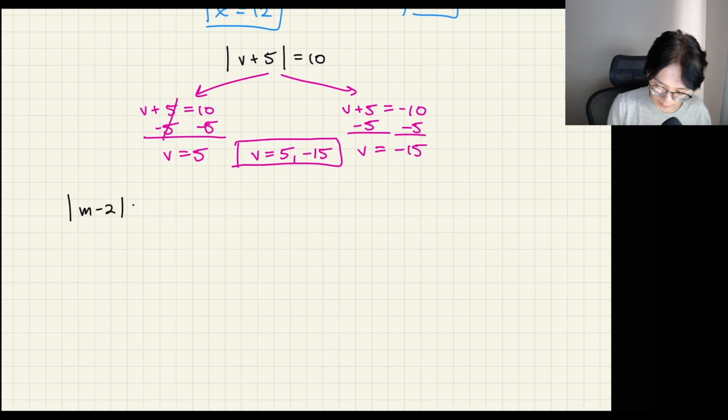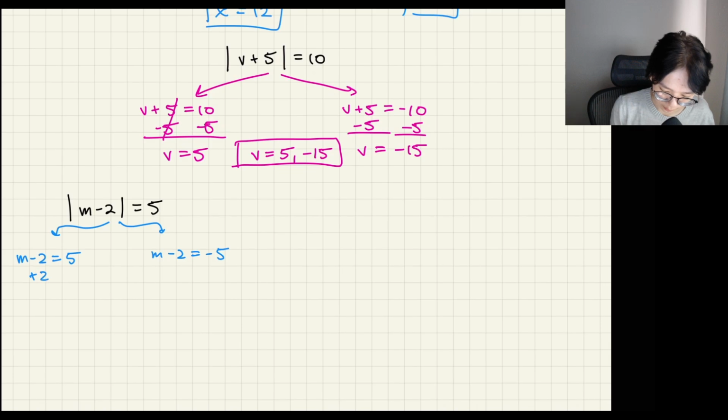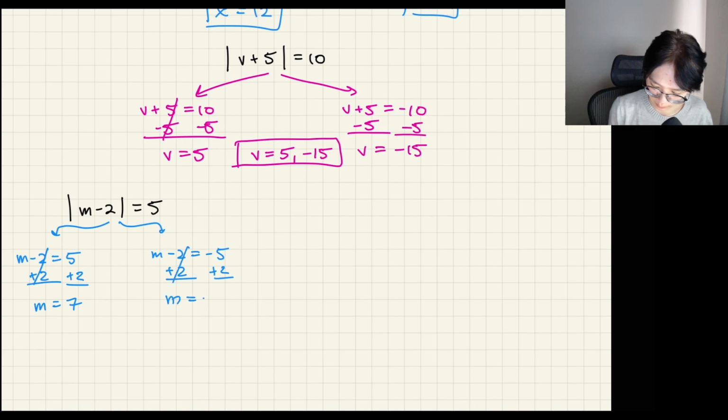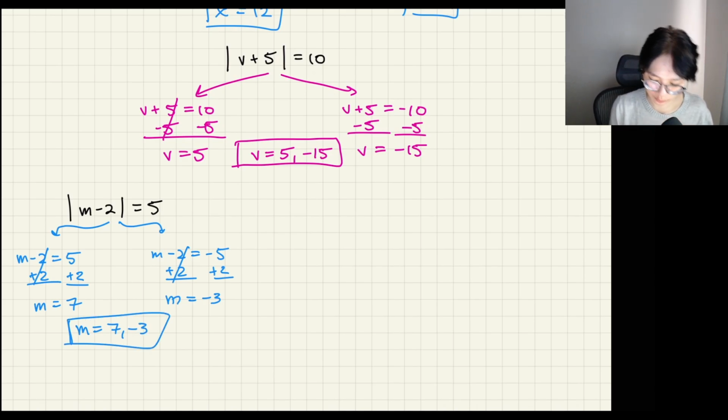Let's try another one. Absolute value of m minus 2 equals 5. Two different equations. One positive, one negative. Whatever's inside the bars is equal to a positive, and then equal to a negative. Solve like normal. Plus 2, those cancel. M equals 7. Plus 2 on both sides, those cancel. M is equal to negative 3. So M is equal to 7, comma, negative 3. And that's what you box.